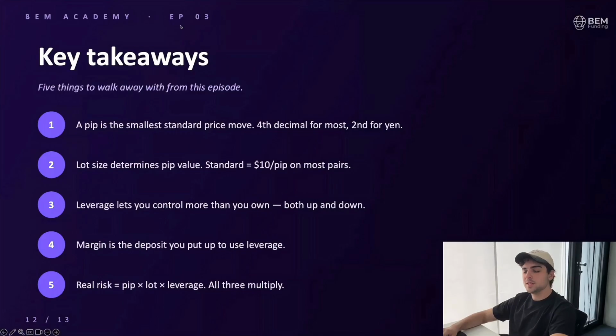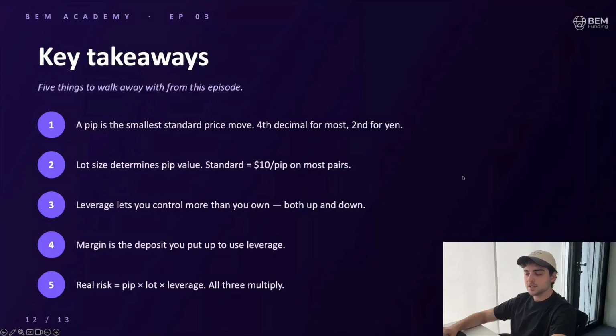Now let's move on to the key takeaways. 5 things to take with you today. 1. A pip is the smallest standard price movement. The fourth decimal for most pairs, but second decimal for yen pairs. 2. Lot size determines how much each pip is worth. A standard lot equals $10 per pip on most pairs.